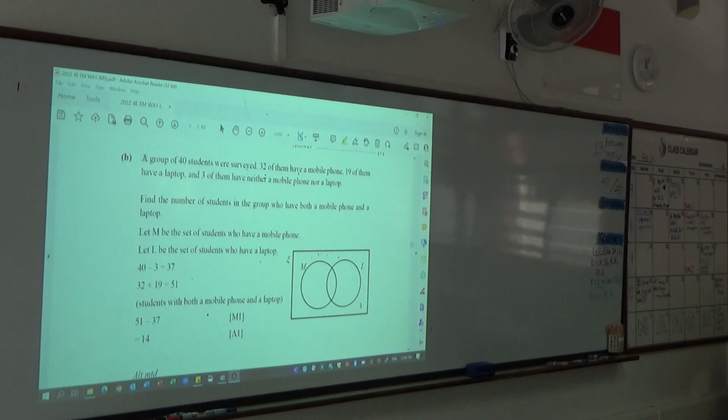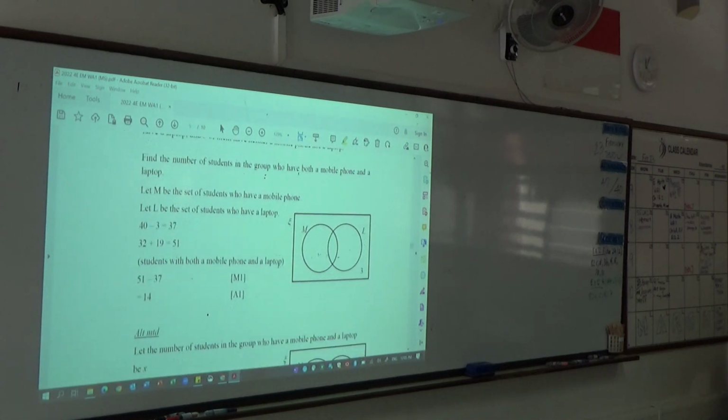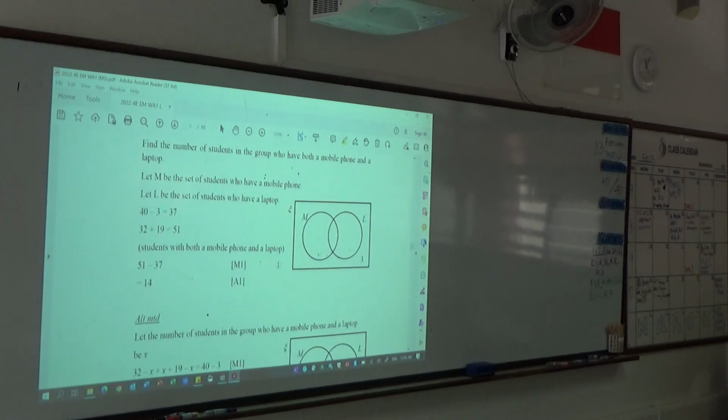The question says a group of 40 students were surveyed, 32 of them have a mobile phone, 19 of them have a laptop. 3 of them have neither a mobile phone nor a laptop. So drawing an appropriate Venn diagram will help you to understand the question: the total is 40 students. 3 of them don't have a mobile phone or a laptop, so therefore 3 of them fall outside the circles. We want to find the number of students in the group who have both a mobile phone and a laptop.